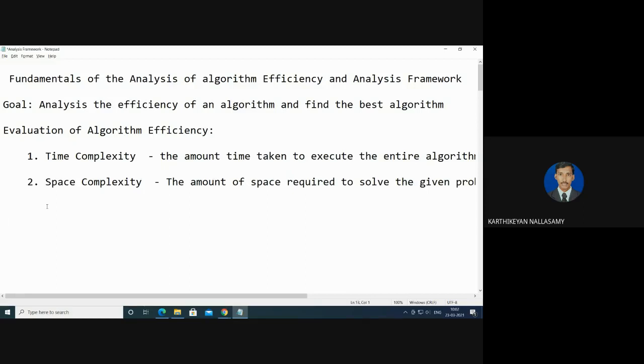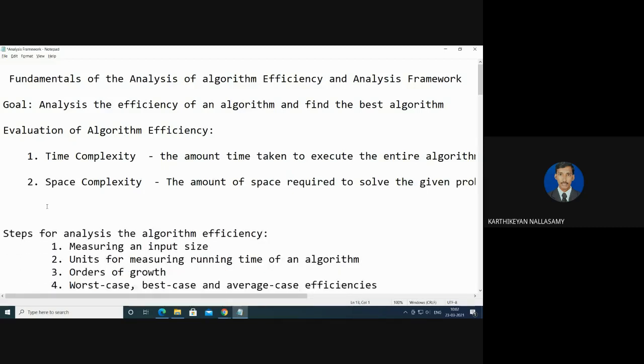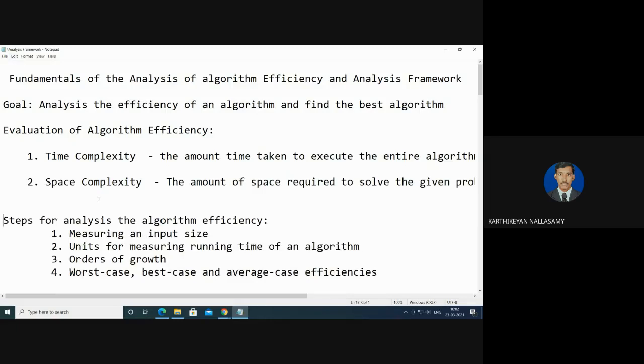In order to evaluate the efficiency of an algorithm, there are different steps that should be considered for evaluation of the time efficiency. These are the four steps to be evaluated for the algorithm efficiency. One is measuring an input size. Second is units for measuring the running time of an algorithm. Third is order of growth. And fourth, we are going to represent the worst case, best case, and average case efficiencies.